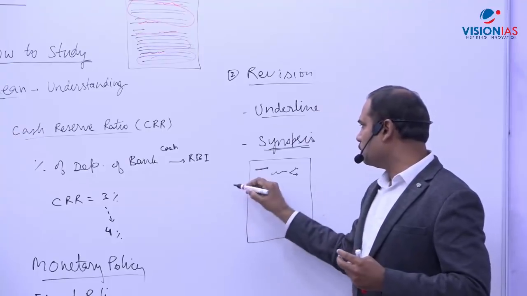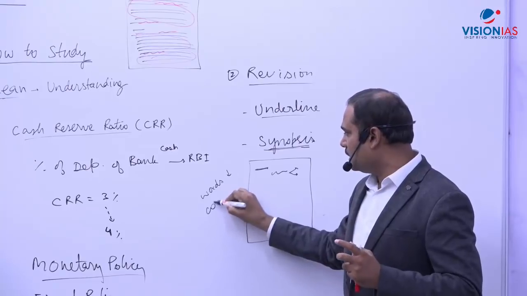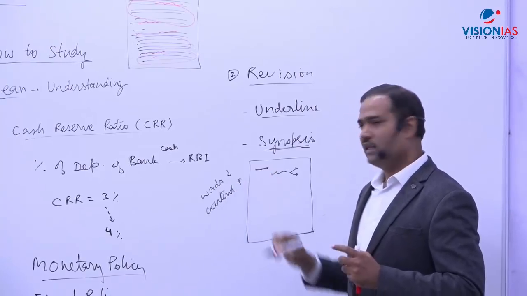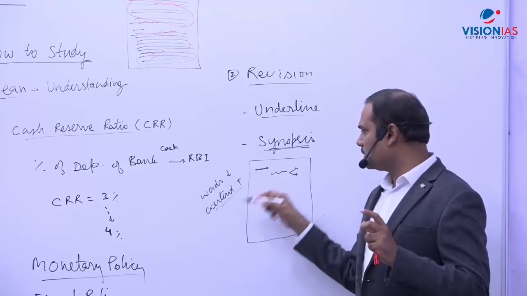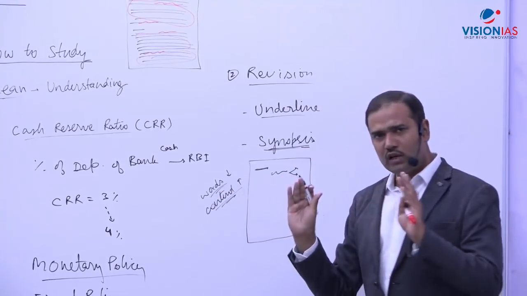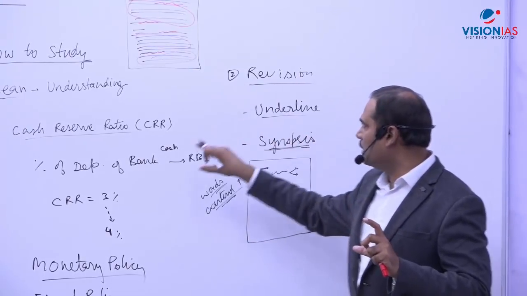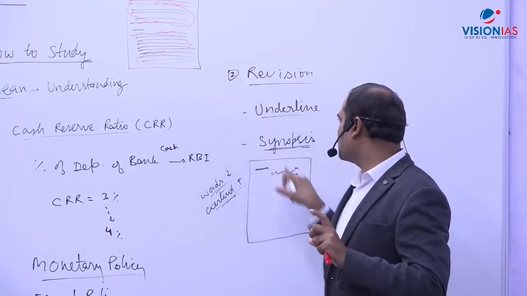So what is the main focus? Words should be least and content should be maximized. Almost 80 to 90% of the content should be there on this one page, using the least words, so that in one glance you can revise. This is the best strategy which will help you in revision: initially underlining, and then making a synopsis.